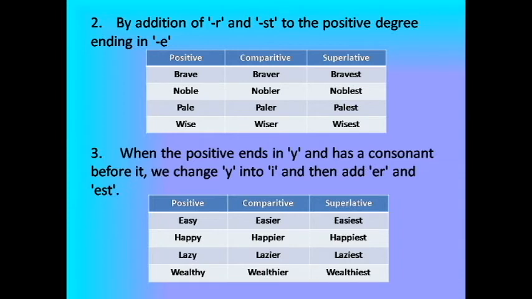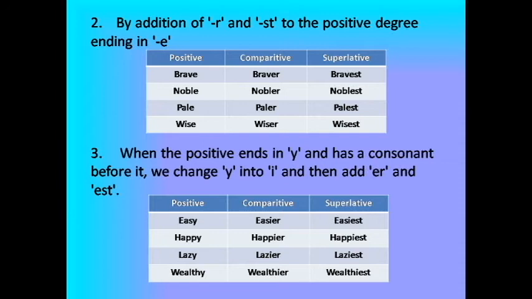The addition of r and st to the positive degree ending in e is another way in which we can form comparative and superlative degrees of adjectives. For example, brave changes to braver in the comparative degree. We just add r at the end of the positive degree adjective because it is already ending with e. In the superlative degree, it is made by just adding st at the end of the positive adjective word.